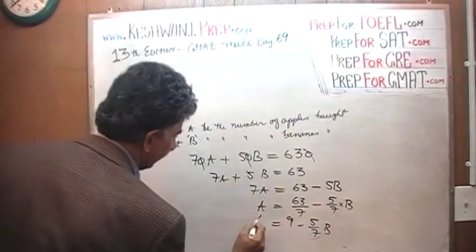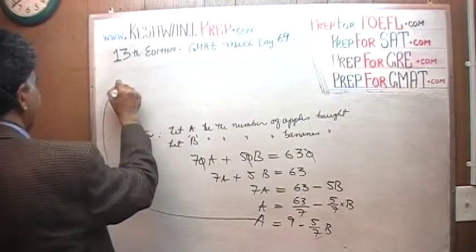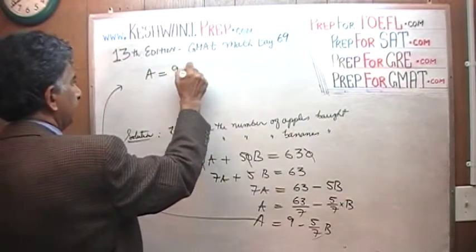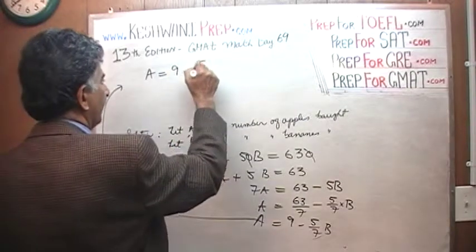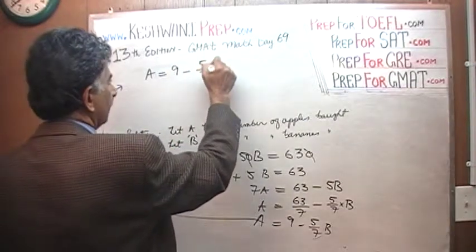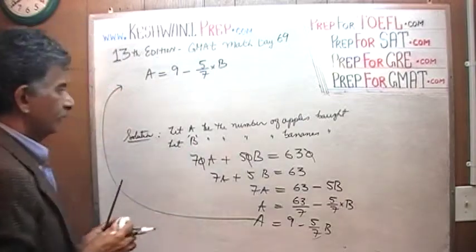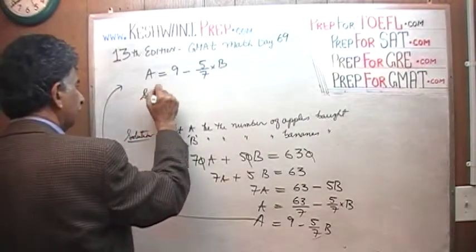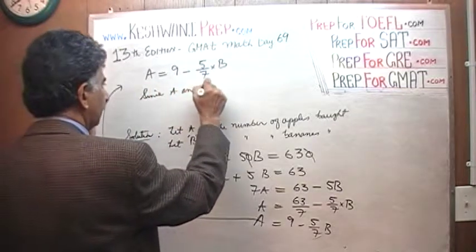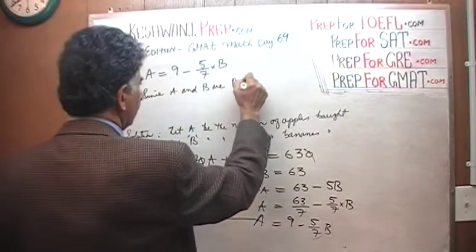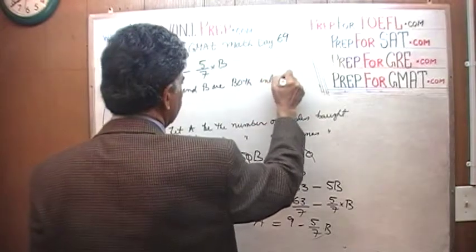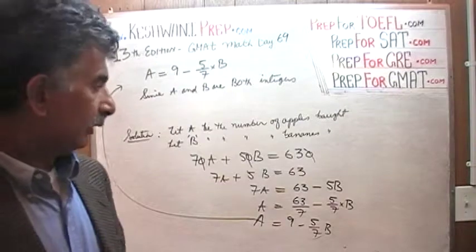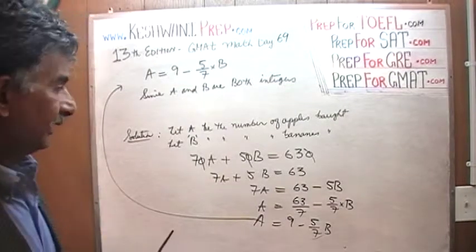So this part right here, this equation is going to come on the top. So the number of apples that are bought equals 9 minus 5 over 7 times B. Now listen carefully. Since A and B are both integers, this is where you have to put your thinking cap on, because the rest was simple algebra. Now we have to do some analysis here.